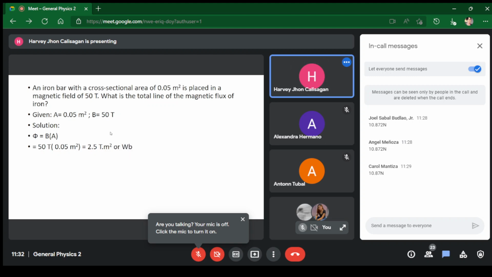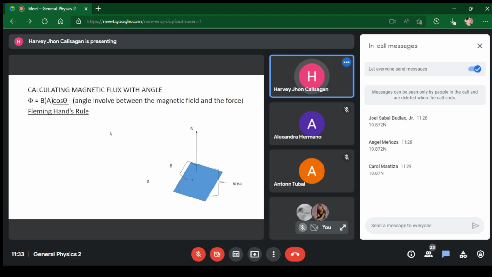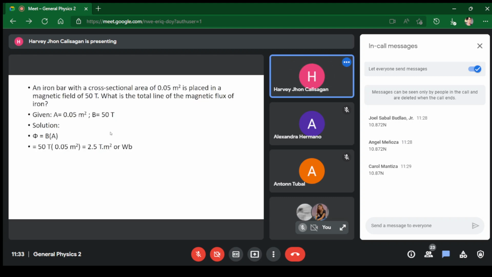Identifying the given, we have area, which is 0.05 meters squared, and magnetic field strength, which is 50 Tesla. Just substitute the given values: 50 Tesla times 0.05 meters squared. If you multiply, you get 2.5 Tesla meter squared, or Weber. So that is the process of calculating the magnetic flux.